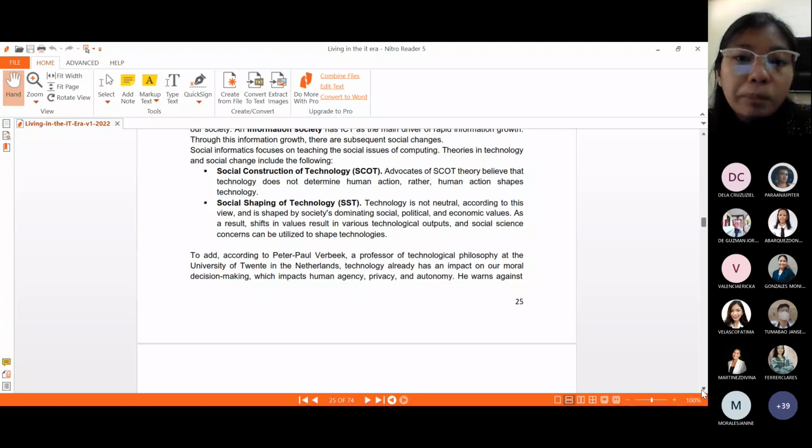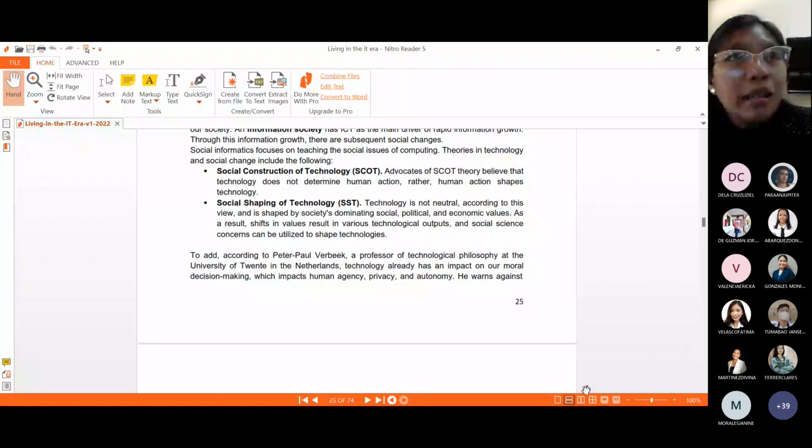To add, according to Peter Paul Verbeek, a professor of technological philosophy at the University of Twente in the Netherlands, technology already has an impact on our moral decision-making, which impacts human agency, privacy, and autonomy. Ito yung nakakalungkot sa lahat, class. Yung technology already has an impact on our moral decision-making.